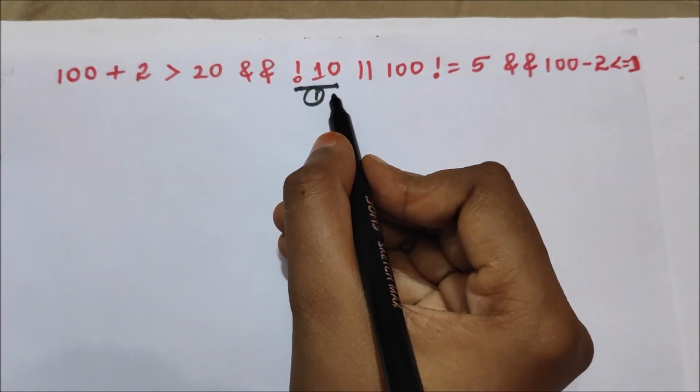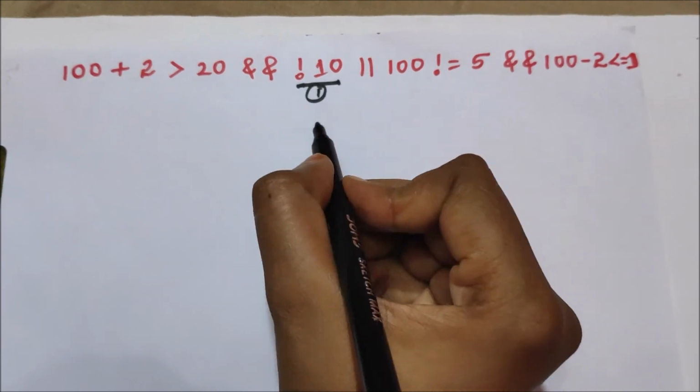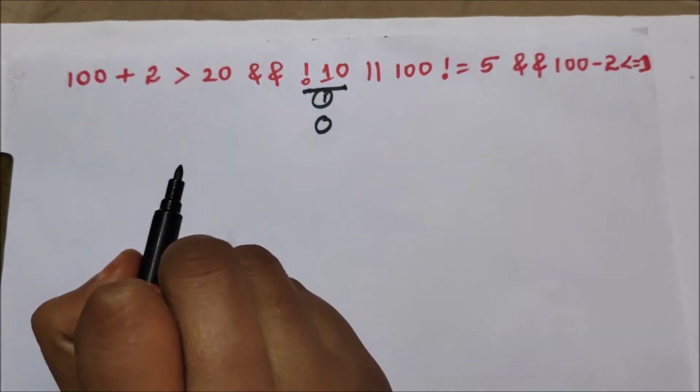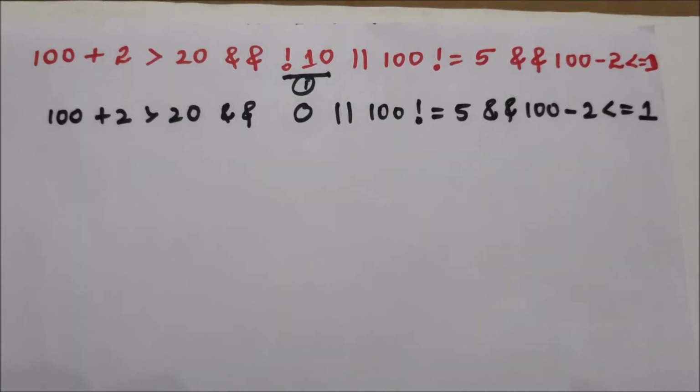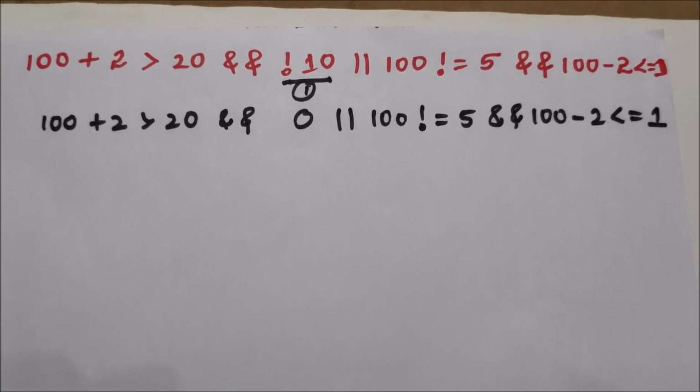So first evaluate a logical NOT. So not 10. 10 is true. Not of true will become false. So this will give the result as 0. Keep the remaining expression as it is. We have evaluated a logical NOT.